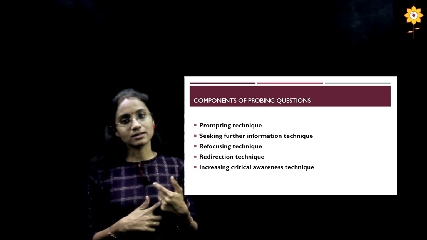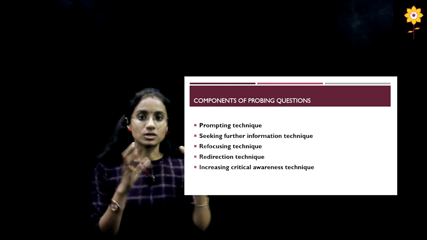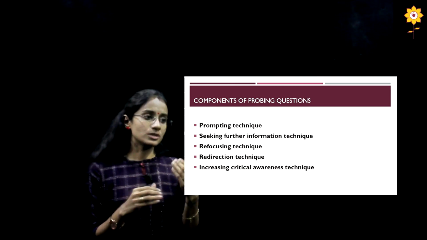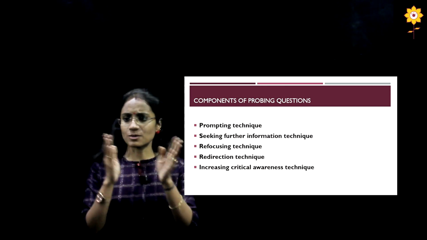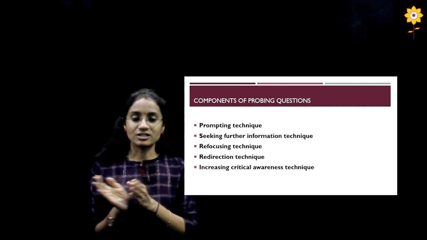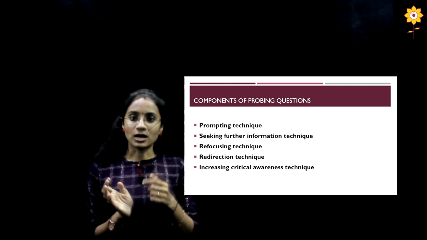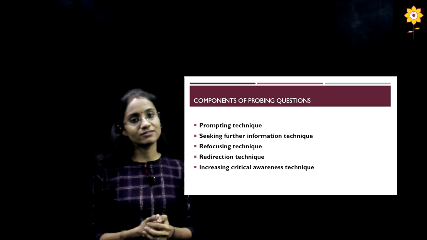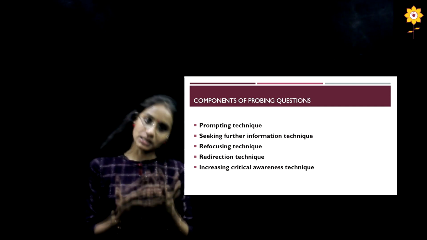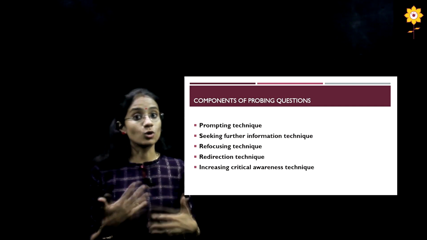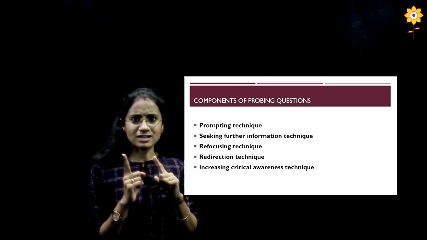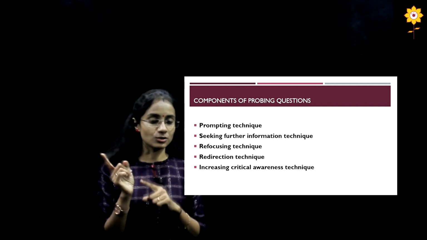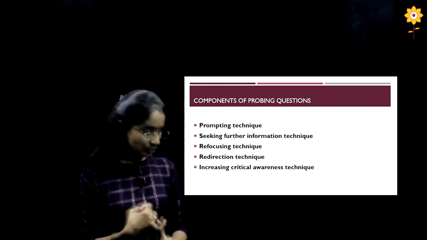Then the refocusing technique is again when you want them to focus on one concept, and for that reason you are putting questions to them. So it is the refocusing technique. Redirection is from one student to another student. You are redirecting them, or you are bringing them to another topic like that. So it is the redirecting technique. And the increasing critical awareness technique is where you are making your students critically think, asking probing questions. Okay, so we have understood how to make students critically think through our skill of questioning. So probing is also important.